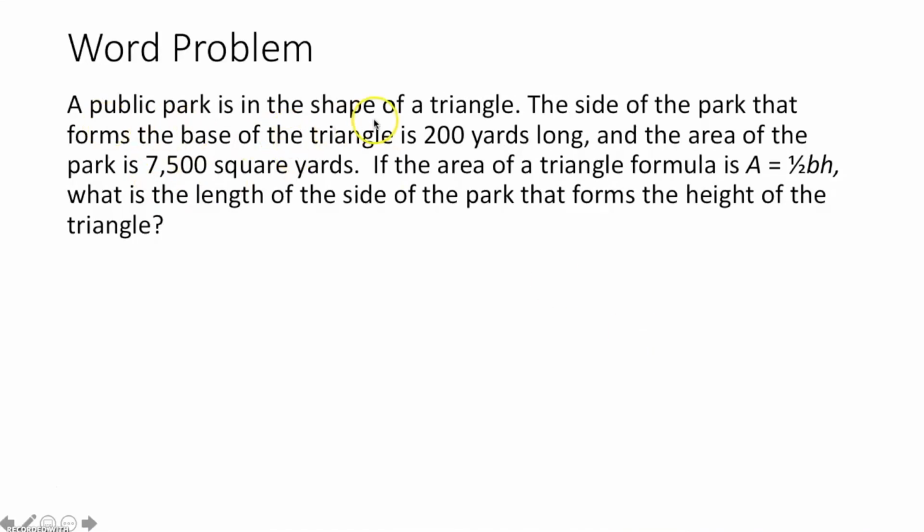It says a public park is in the shape of a triangle. The side of the park that forms the base of the triangle is 200 yards long, and the area of the park is 7,500 square feet. If the area of the triangle formula is A is equal to 1/2 base times height, what is the length of the side of the park that forms the height of the triangle?